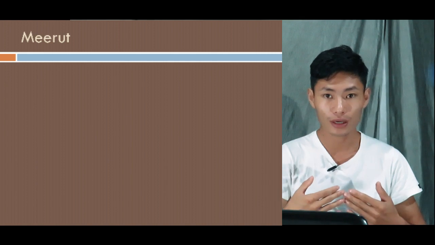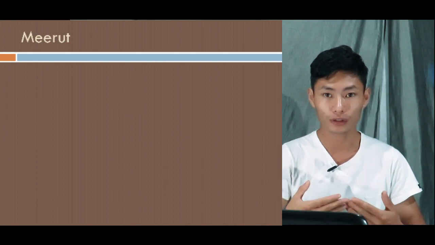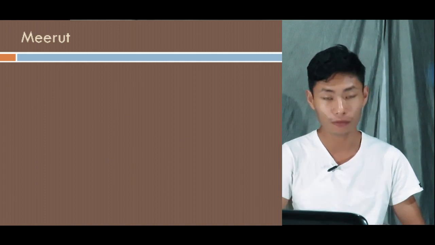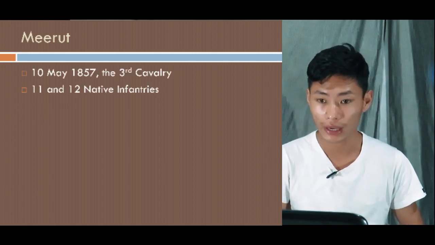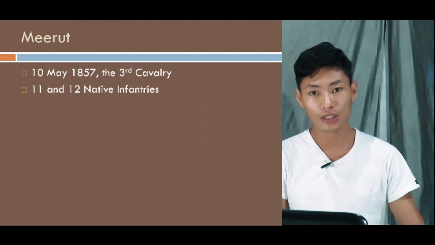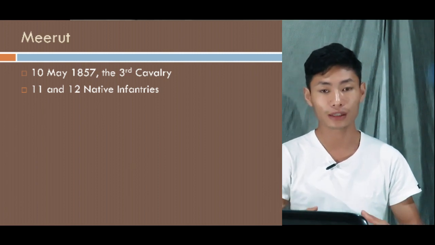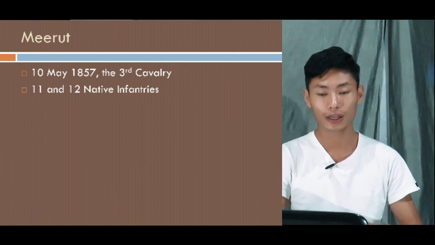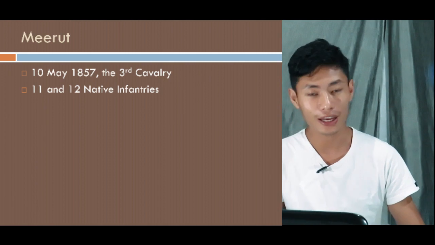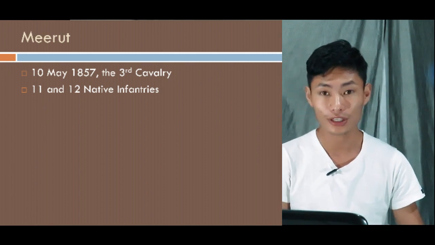But the first outbreak of the revolt of 1857 happened in Meerut, on 10th May 1857. The Sepoys openly broke open the prison and released their comrades. It was spearheaded by the 3rd Cavalry, and they were soon joined by the 11th and 12th Infantries.